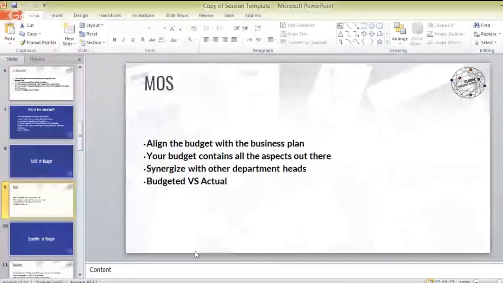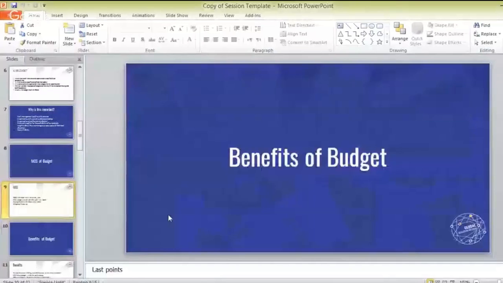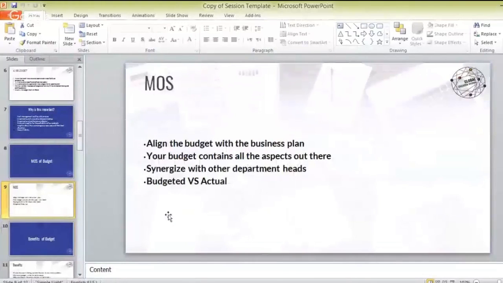So moving to the next point. The MOS of the budget is to synergize with all departments, contain every aspect of revenue or expenses that you're going to have, and be aligned with the organizational goal and visions. And for budget versus actual, the check that this MOS is done is that the deviation between the budgeted value, the planned value, and the actual value must be not more than 5%. If it's more than 5%, this is not a good indicator.